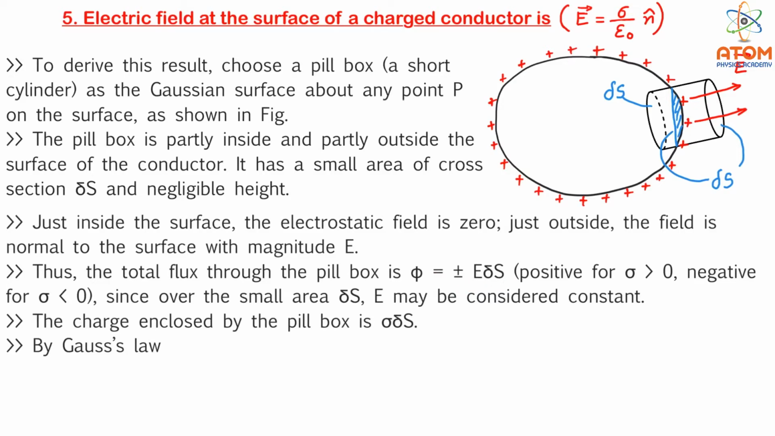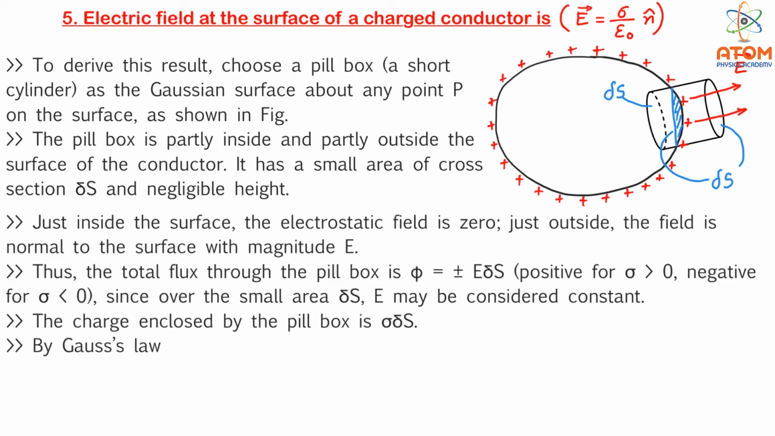So here it is mentioned that it is positive for sigma greater than 0, that means sigma is positive, and negative for sigma less than 0, that means the charge is negative. One more thing, we can also calculate the charge on this small surface. Let me mention that also.